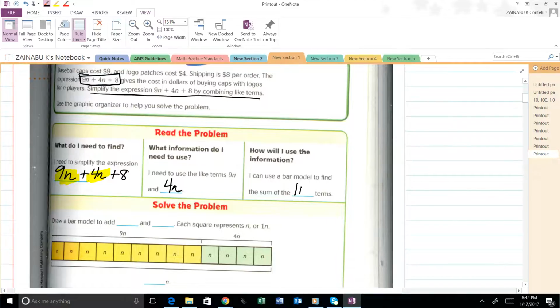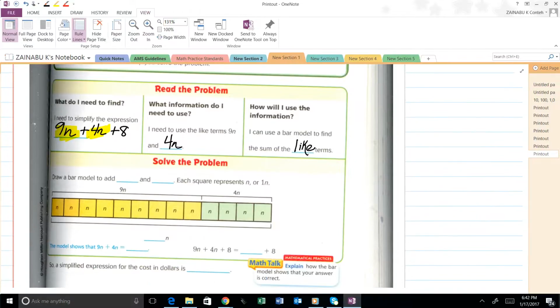The sum of the like terms, or the ones that are alike. Well, here's our bar model already drawn for us. We have n, a total of 9 of them to represent our 9n, and then we have another set of n's in green to represent our 4n's. And how many n's is it in total when we add the 9n and the 4n together?